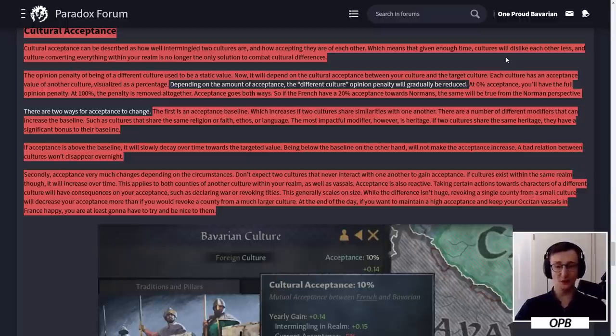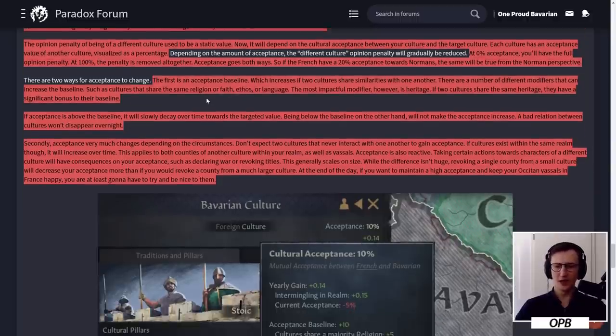Acceptance goes both ways. So if the French have 20% acceptance towards Normans, it will also be the same the other way around. There are two ways for acceptance to change. The first is an acceptance baseline, which increases if two cultures share similarities with one another. There are a number of different modifiers that can increase the baseline.